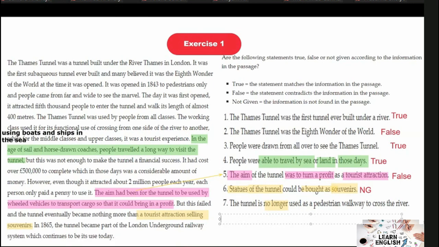Okay? The tunnel is not used by people to cross the river walking in the tunnel, right? This is the paraphrase, right? Good. So where can we find that?